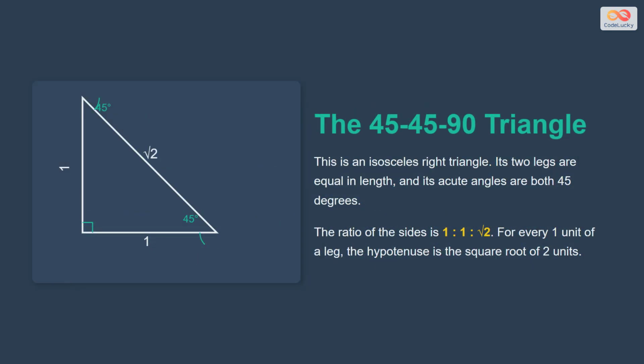First, let's look at the 45, 45, 90 triangle. As its name suggests, its angles are 45, 45, and 90 degrees. This makes it an isosceles right triangle, meaning its two legs are equal in length. The ratio of its sides is always 1:1:√2. This means for every 1 unit of length for the legs, the hypotenuse is √2 units long.